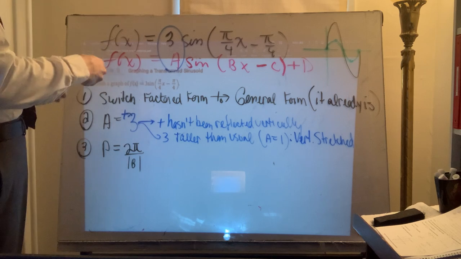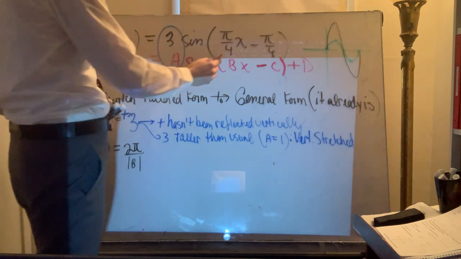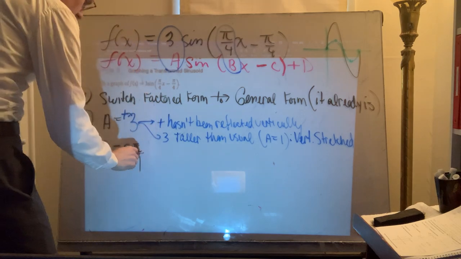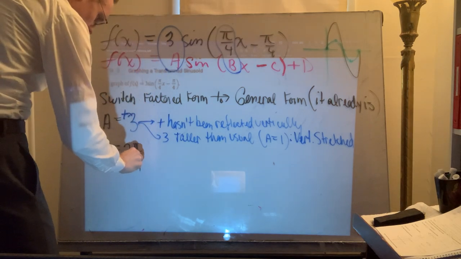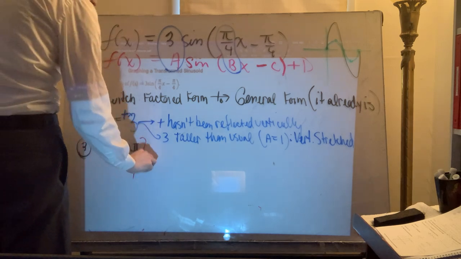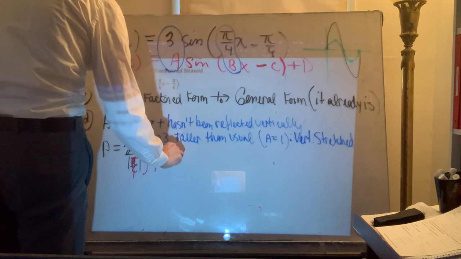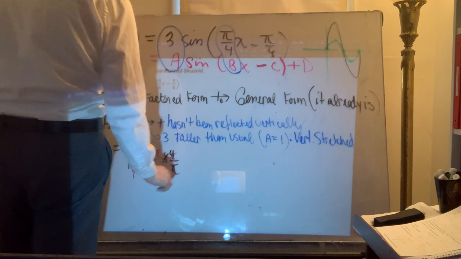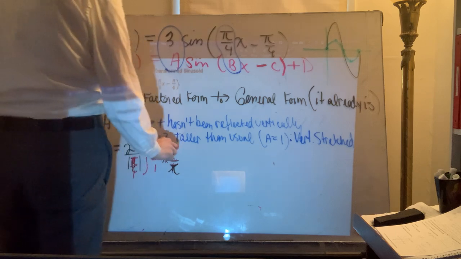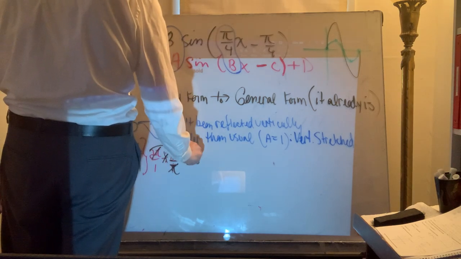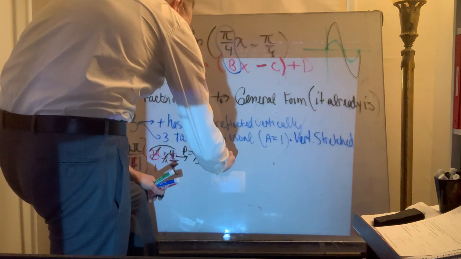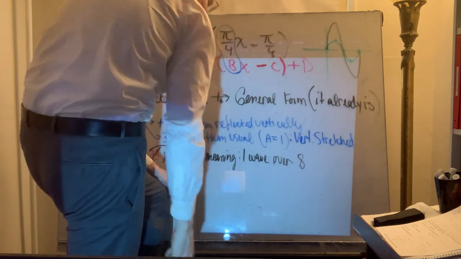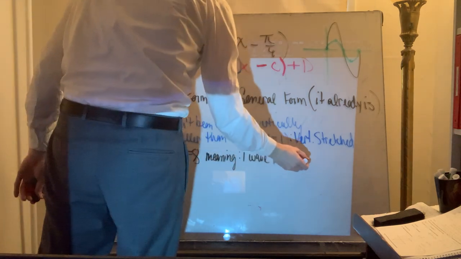The b value in this case is what's attached to x, so it's pi over 4. So I'm going to superimpose pi over 4 where the b would be in the formula. And remember, this is really 2 pi over 1 divided by pi over 4, which, keep change flip, means this ends up being multiplied by 4 over pi, and therefore there would be a cross cancellation, and you just end up with 8. The period is 8, meaning one wave over 8.0 on the x scale.